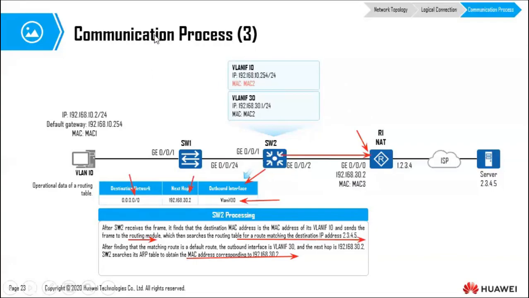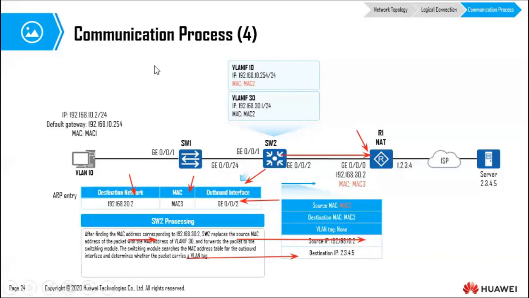Okay. So let's see here. As you can see, switch 2 processing. After finding the MAC address corresponding to the next hop, switch 2 replaces the source MAC address of the packet with the MAC address of VLANIF 30 and forwards the packet to the switching module. So the source MAC address now is the MAC address of VLANIF 30. So that's the outgoing interface, so we use that MAC address. And the destination MAC address changes to the MAC address of this interface. Are we together? MAC 3. Are you seeing that?